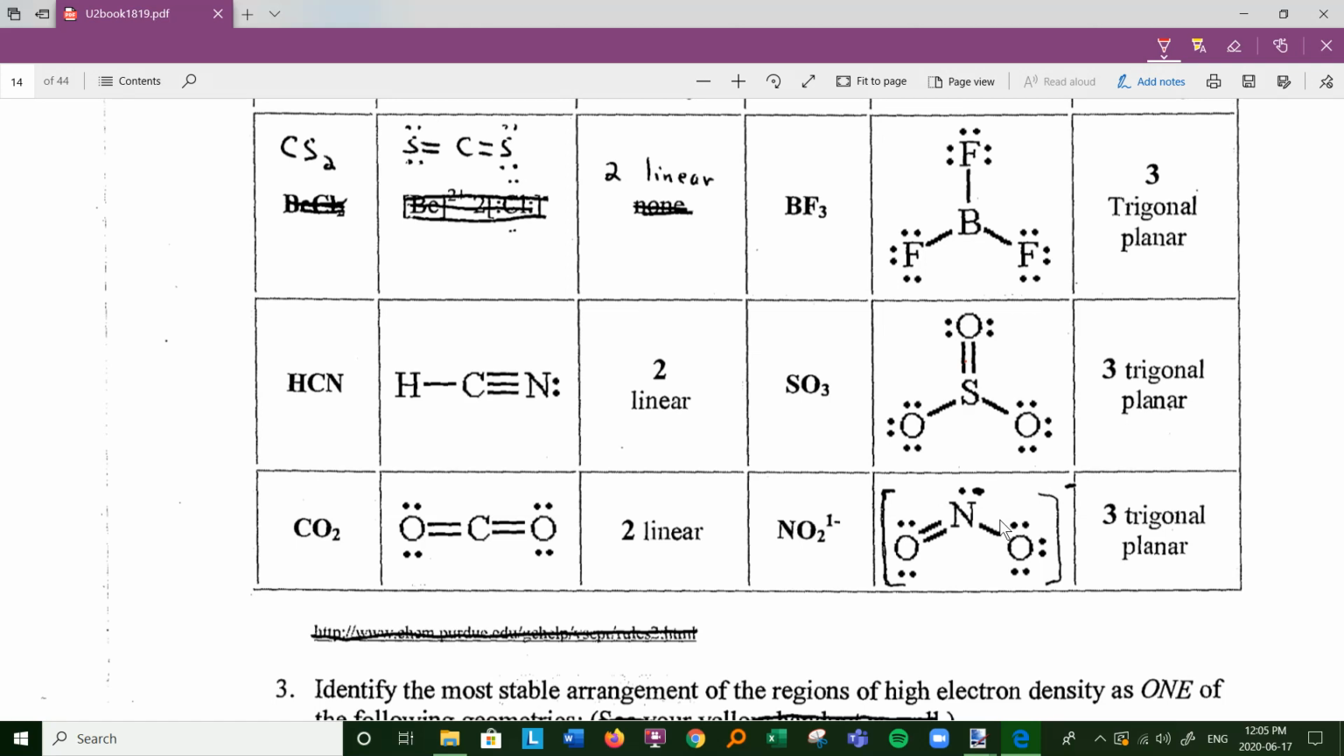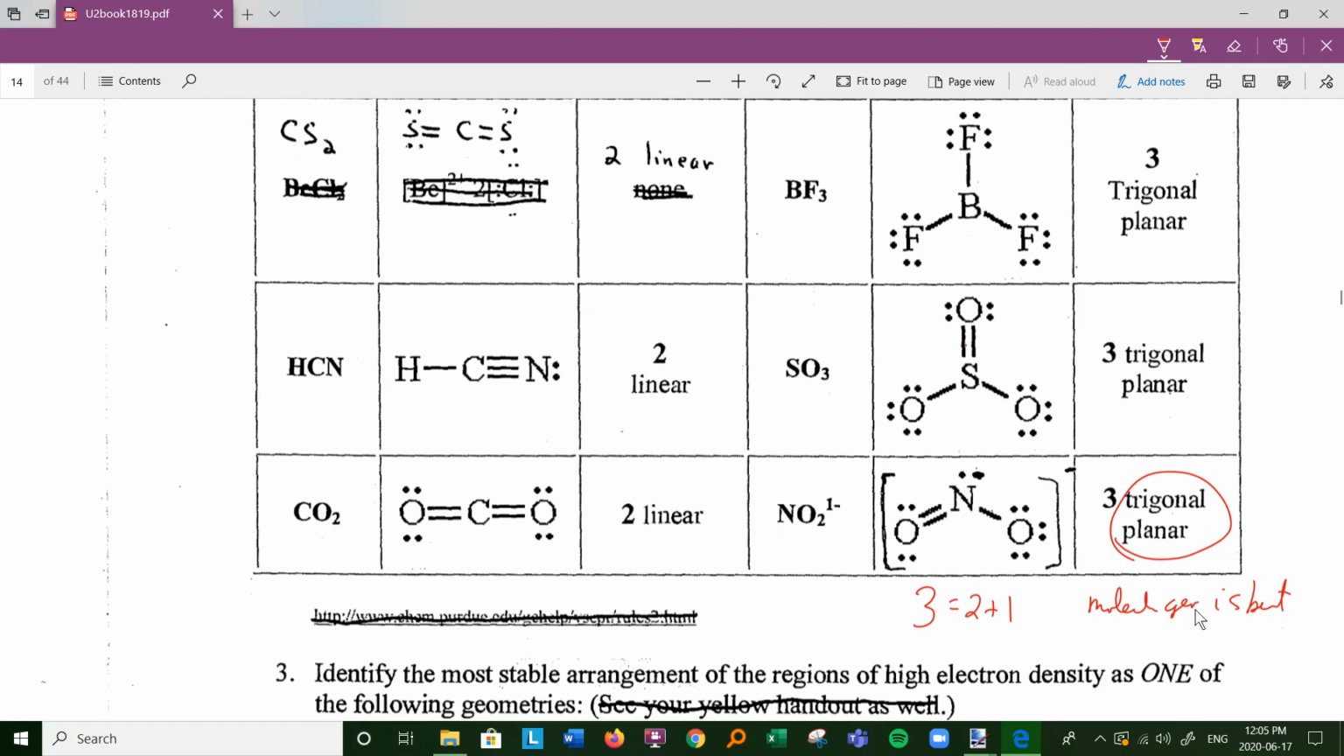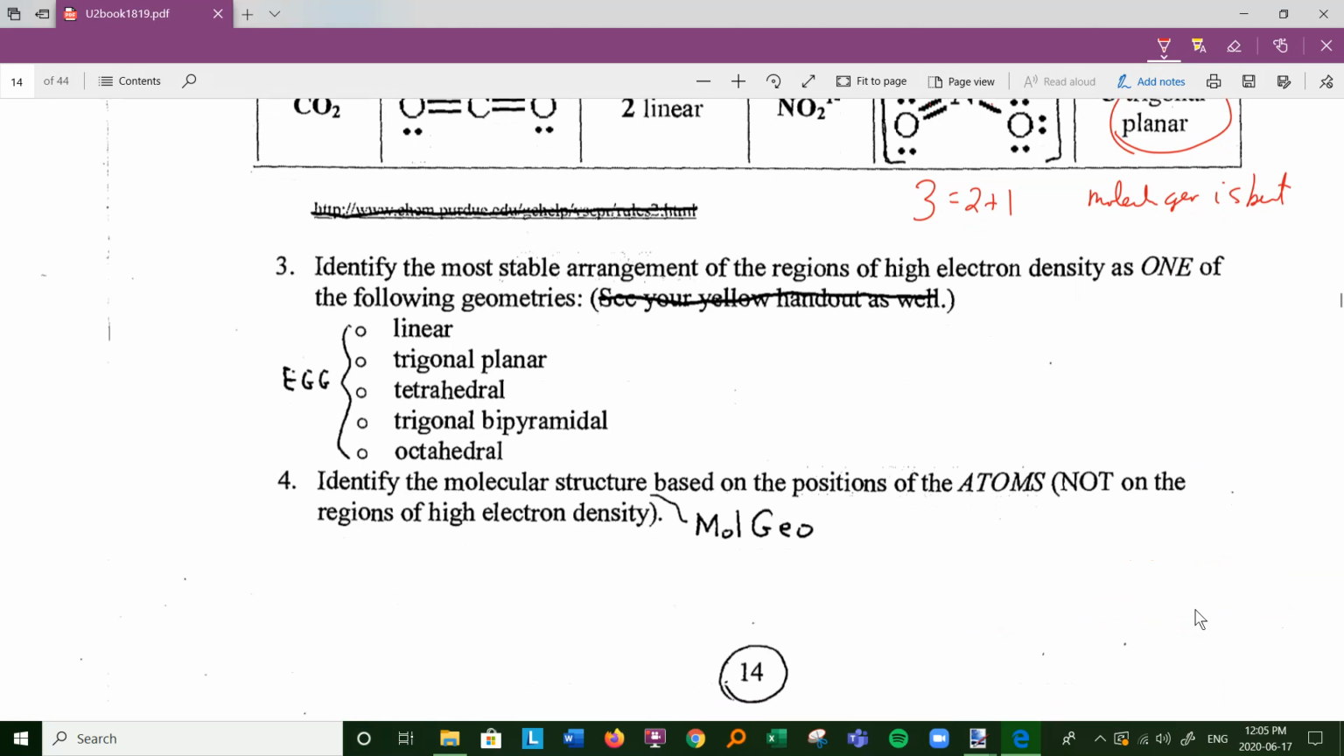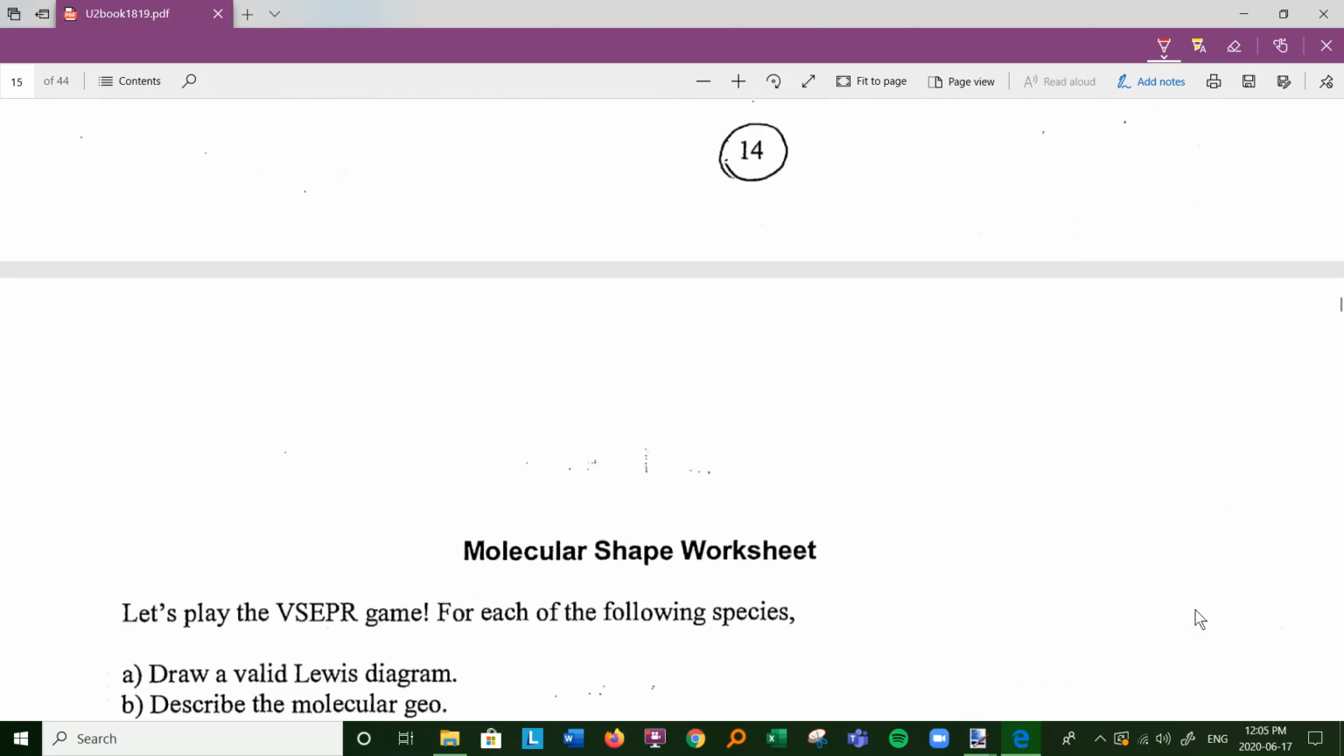NO2 minus, well, here you've got 3 groups. You've got 2 bond groups and 1 lone pair. So the total number of electron groups is 3. So it's 2 plus 1. So the electron group geometry is trigonal planar. The molecular geometry is how the ligands are arranged. Here it's bent. If you have a lone pair on the central atom, then your molecular geometry cannot be the same as the electron group geometry. If you do not have a lone pair, then they are the same. Okay, so that's what we just said on page 14.